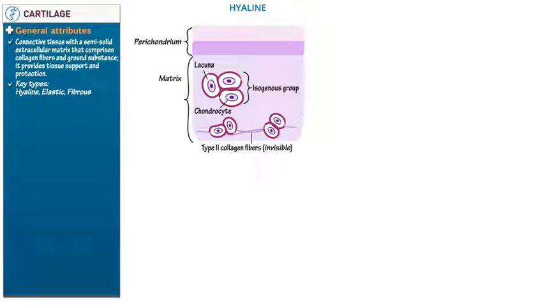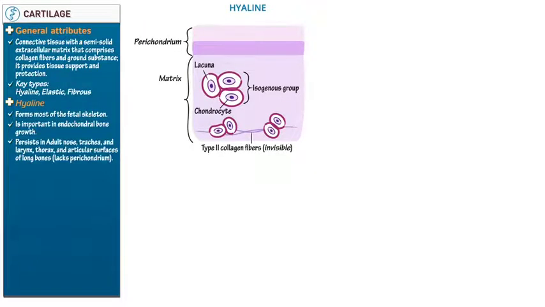Denote the following: hyaline cartilage forms most of the fetal skeleton and is important in endochondral bone growth until the end of adolescence. In the adult, it persists in the nose, trachea, larynx, and thorax, and also covers the articular surfaces of long bones where it has no perichondrium.